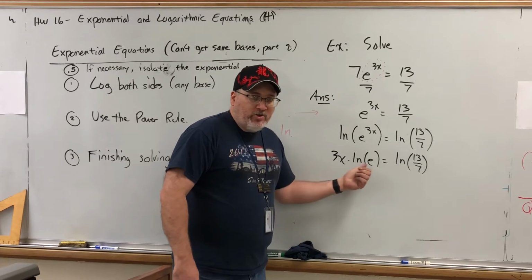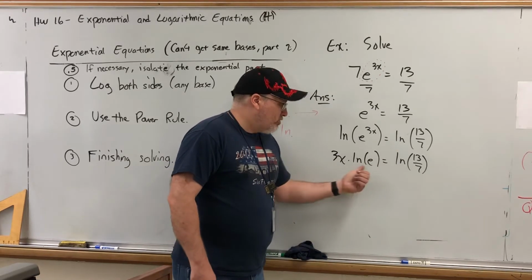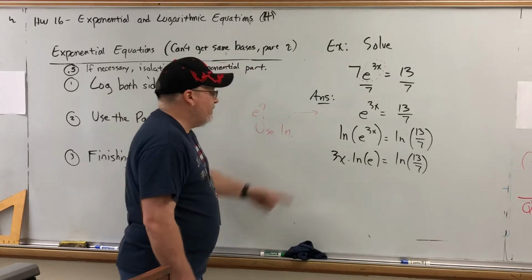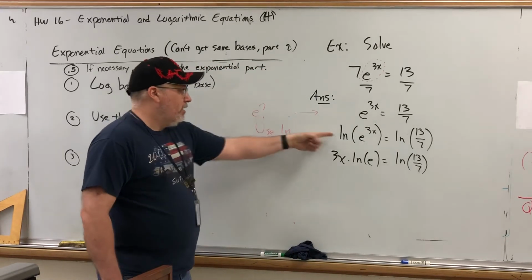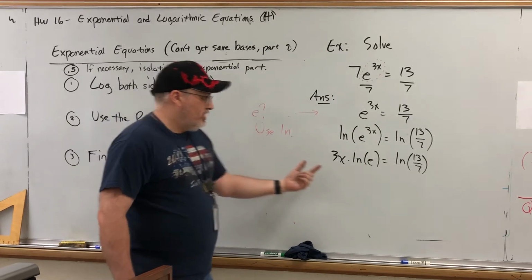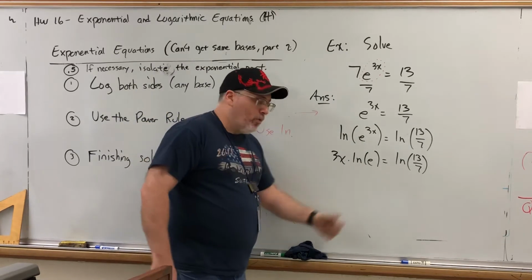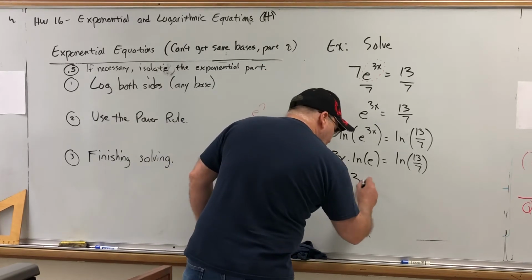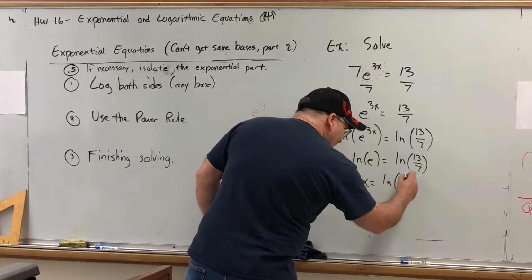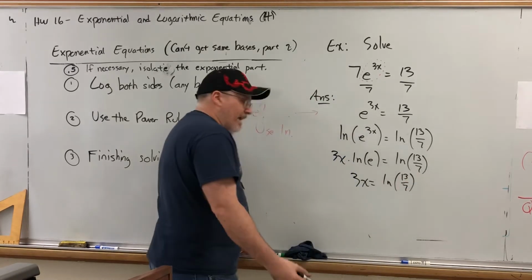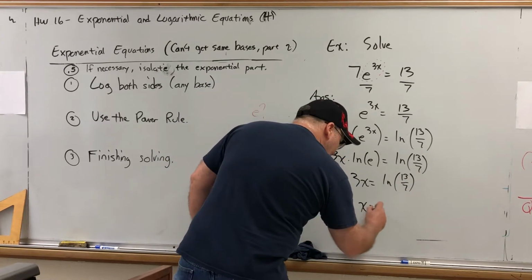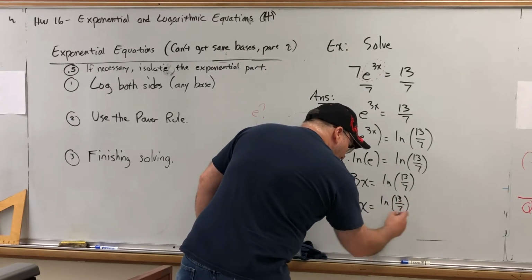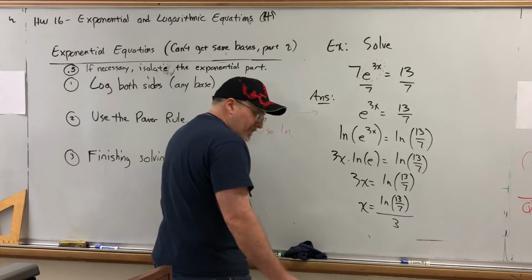Do you remember what you're supposed to do when you see that? The natural log of e is equal to 1. That's why if there's an e and you're bringing in a log, you should use ln, because chances are you're going to run into the thing that's equal to 1. Since this is equal to 1, we just have 3x times 1, which equals 3x. And now solving just became a lot easier. I just have to divide both sides by 3 and get x equals the natural log of 13/7 all over 3, which is the exact answer.